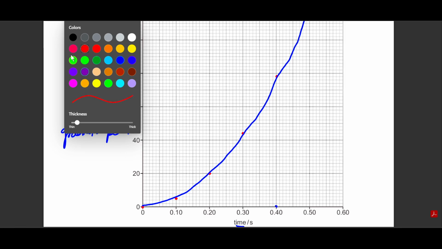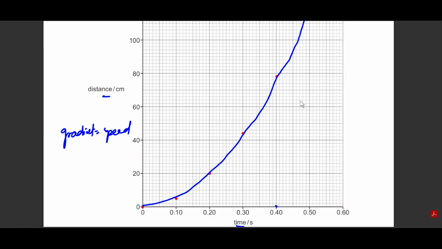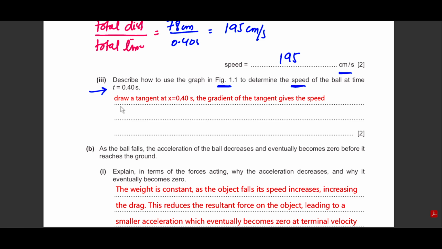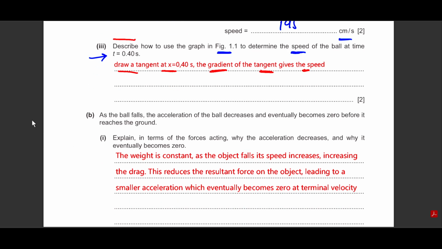So for this, we draw tangents at those points where we want to find the gradient. So at 0.4, the tangent will go something like this, touching the line only at one point. This is, of course, a gross approximation. And then we use the coordinates on that line to find the gradient at this point. So that's exactly what we've written down here. We describe the process. So draw a tangent at 0.40 seconds, and then you have to say the gradient of the tangent gives the speed, or helps us calculate the speed.